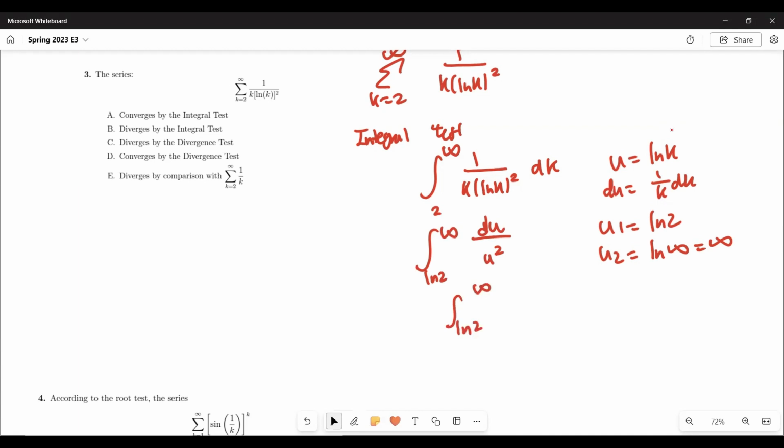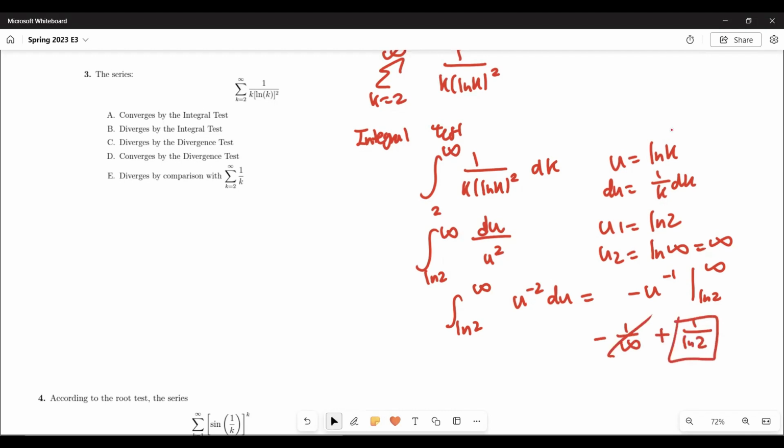You can rewrite 1 over u squared as u to the minus 2 du. So this is minus u to the minus 1, from ln 2 to infinity. So if you integrate this, this is negative 1 over infinity plus 1 over ln 2, which goes to 0.